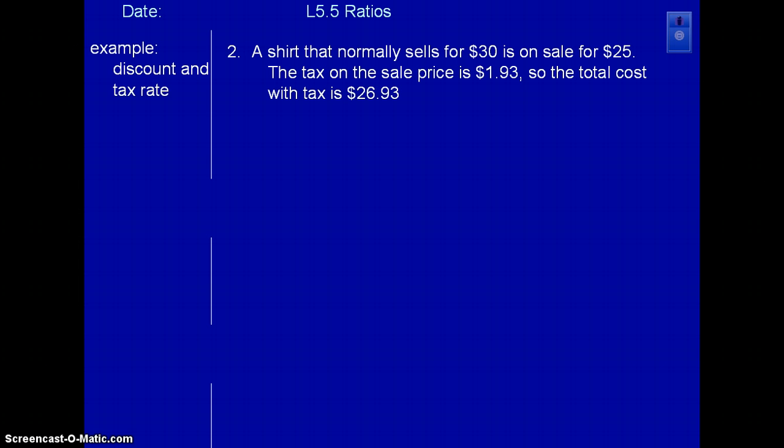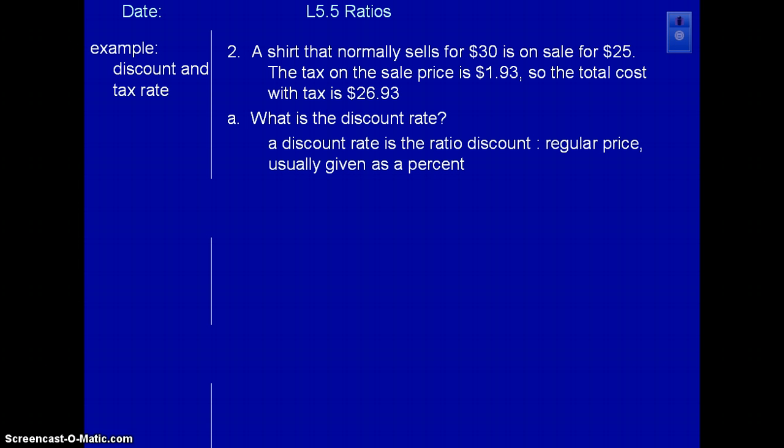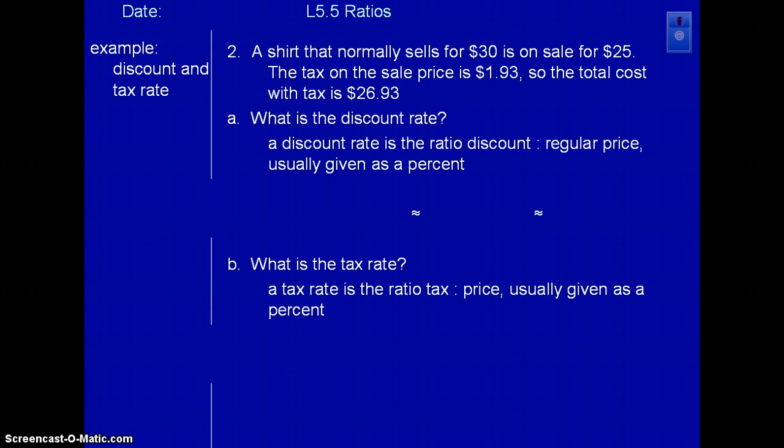So if we take a look, what is the discount rate? A discount rate is the ratio discount to the regular price. It's usually given as a percentage. So in this case, we also will want to find the tax rate. Tax rate is the ratio tax to the price, usually again given as a percent.